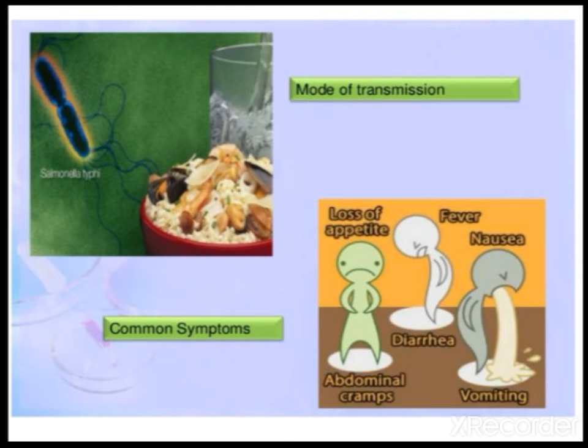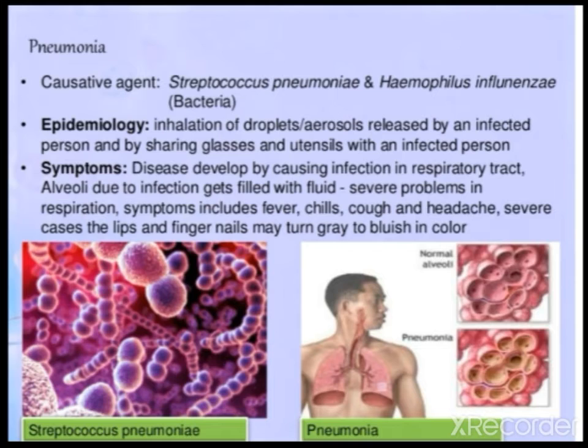See here, the typhoid is being spread. The mode of transmission is through food and water. Common symptoms can be loss of appetite, abdominal cramps, diarrhea, fever, nausea, vomiting and so on.